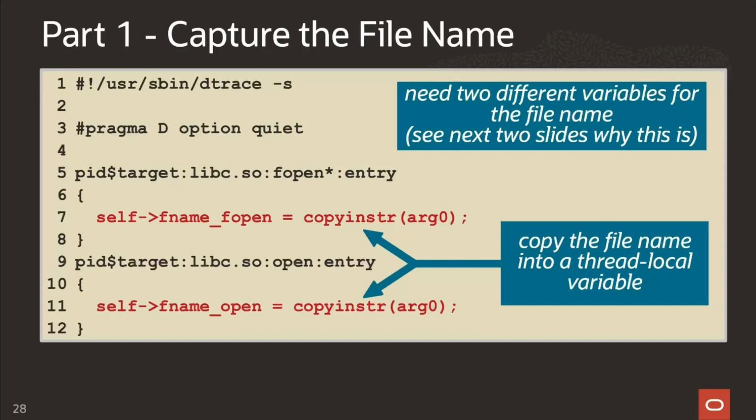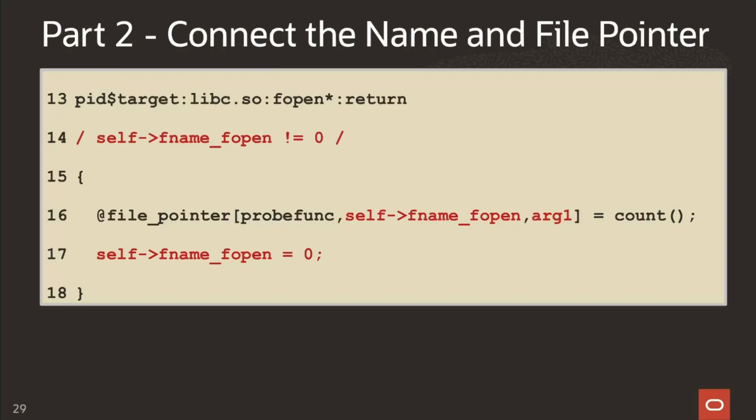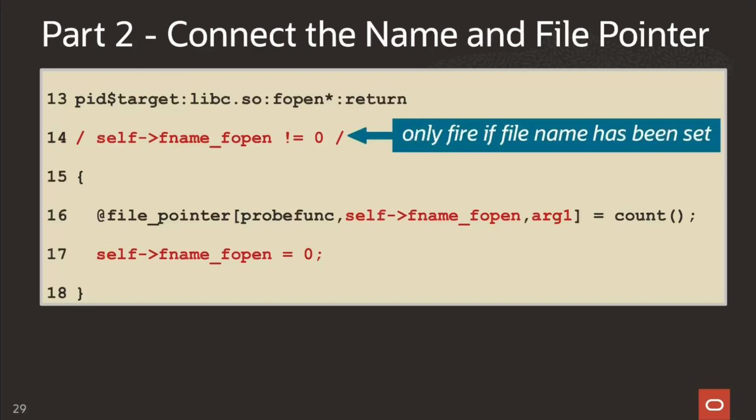But this creates 2 thread local variables. And the beauty now is that I can access them in the return probe. Now I can use that name in my return probe. Because it's a thread local variable, it's available to the thread executing that return probe. And the first usage is that I use it in a predicate to check whether the file name has been set. That's always good practice.